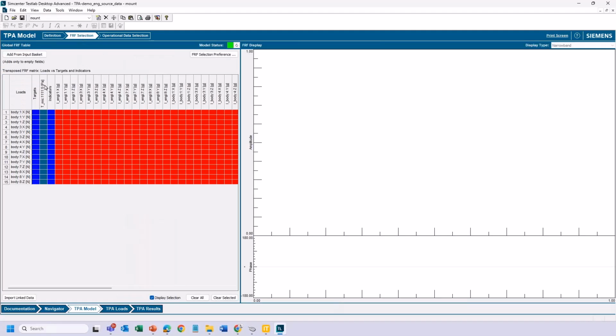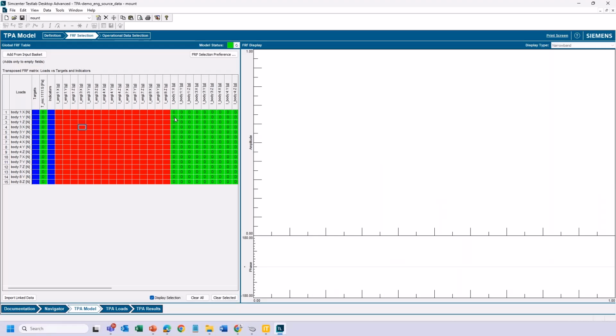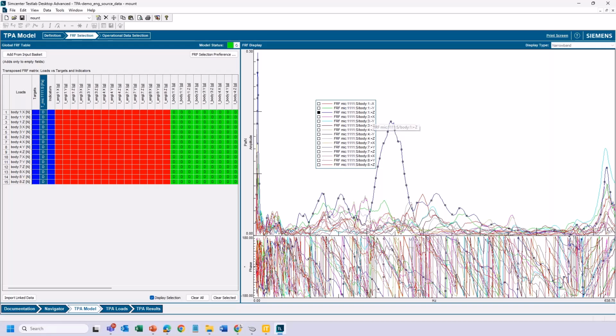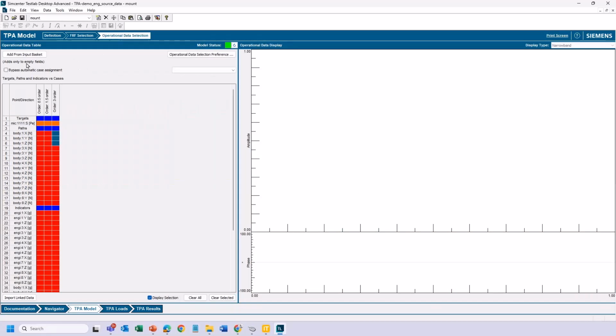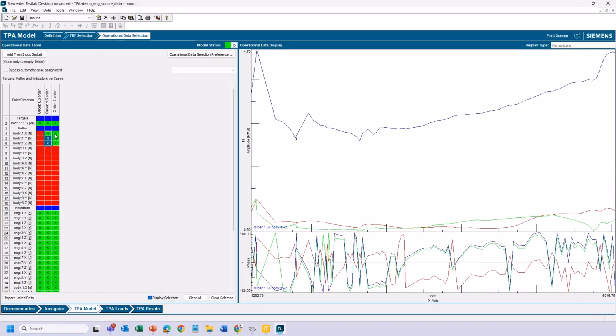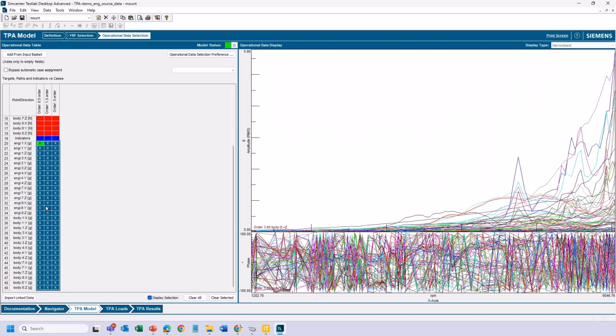So then I'll go to FRF selection here. I'll read from the input basket. And yeah, there could be some data that isn't there, but we have all our path FRFs. Looks like one FRF sticks out here, maybe the body 1Z. And then we have our operational data. Actually, in this case, I do have some directly measured forces, but I got all sorts of accelerations, active and passive side.